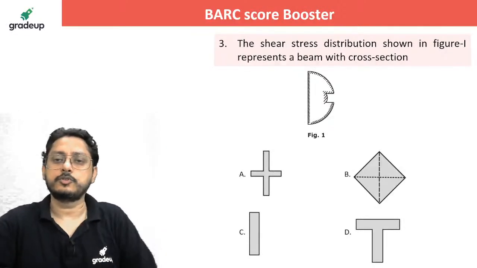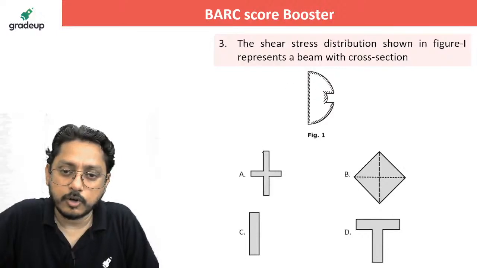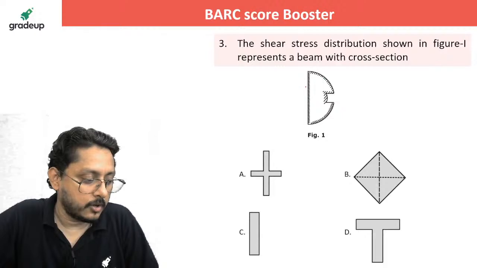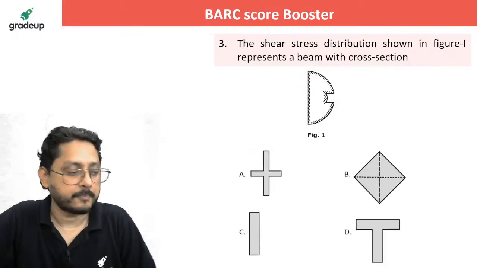The shear stress distribution shown in the figure represents a beam with which cross section? This is the shear stress distribution. Which cross section represents this type of shear stress distribution?